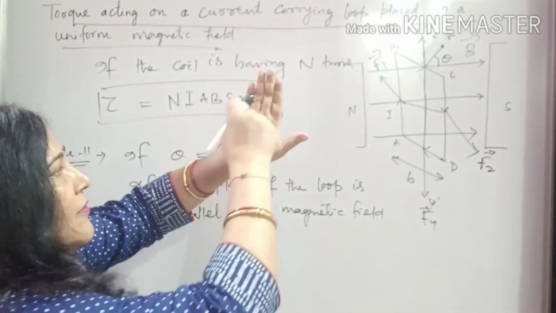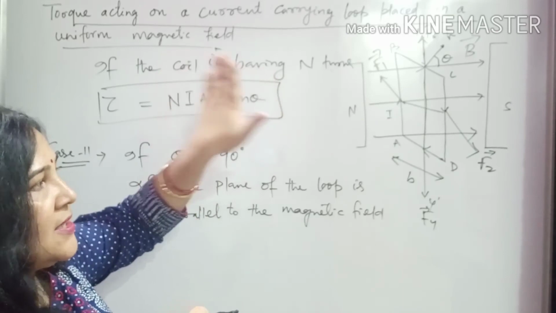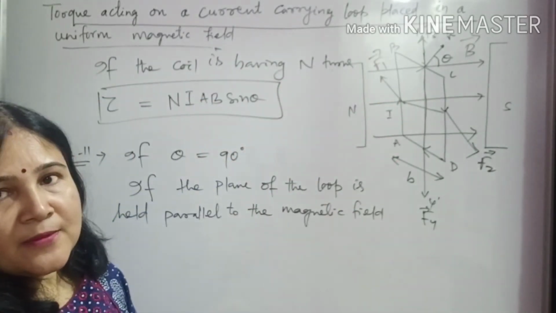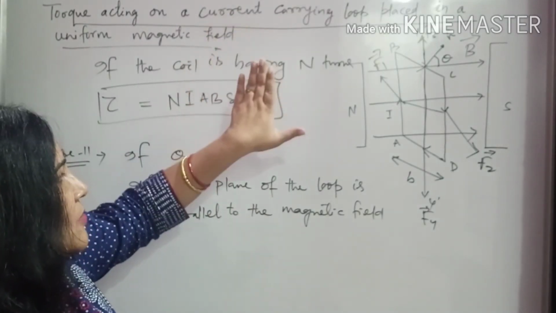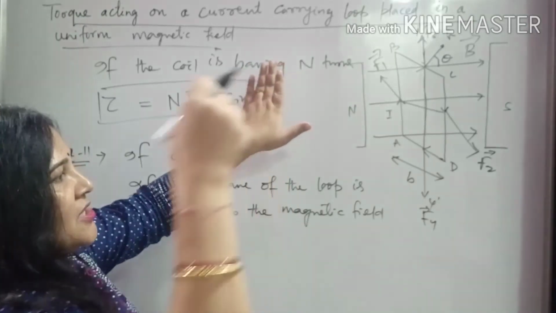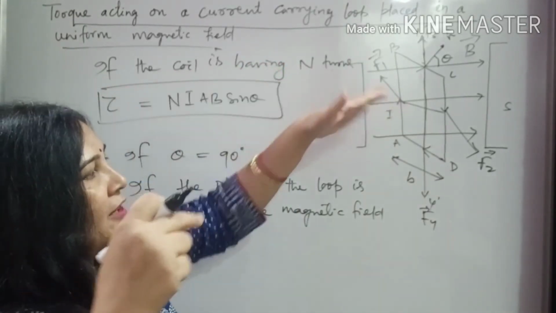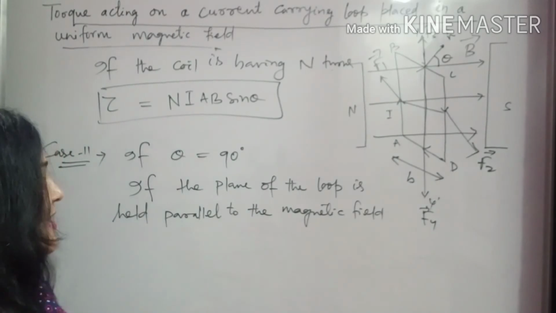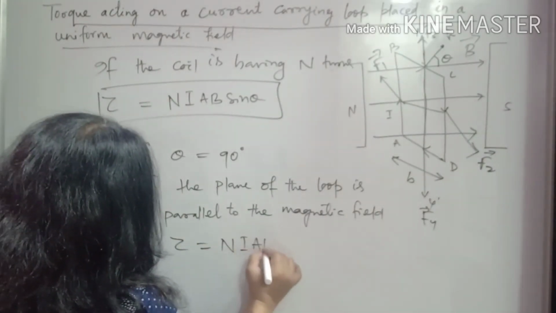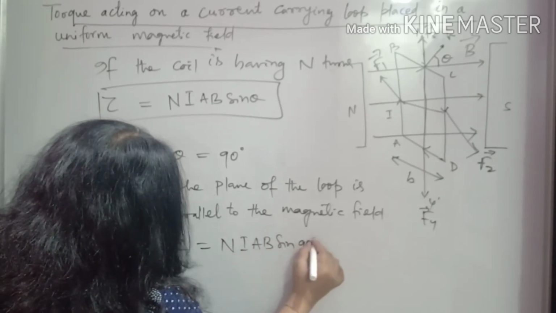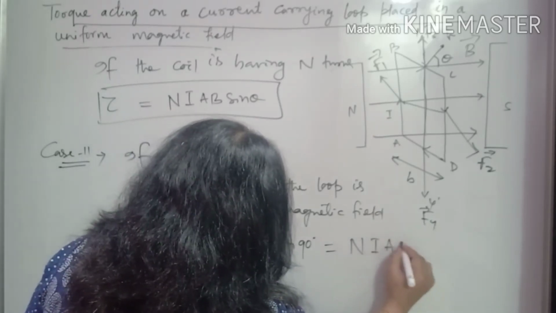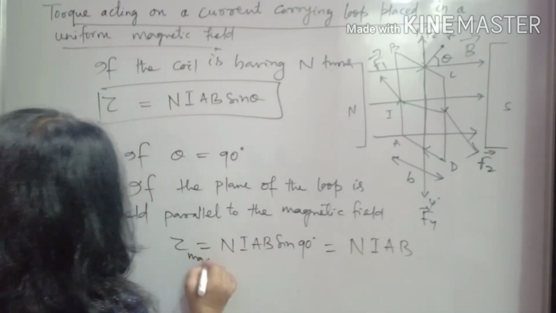In that case, if I draw a normal to this, the direction of the area vector makes 90 degree with the field. If the plane of the loop is like this, held parallel to the magnetic field, its area vector's direction is this one. So the area vector makes an angle of 90 degree with the field. And in that case, tau equals NIAB sine 90. And what is the value of sine 90? That is 1. So this is the maximum torque it will experience, NIAB.